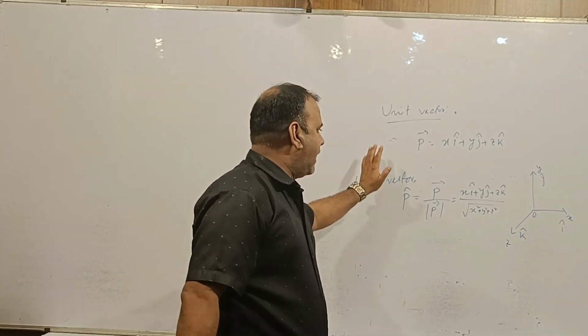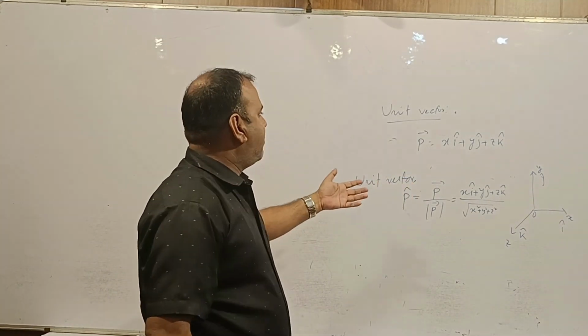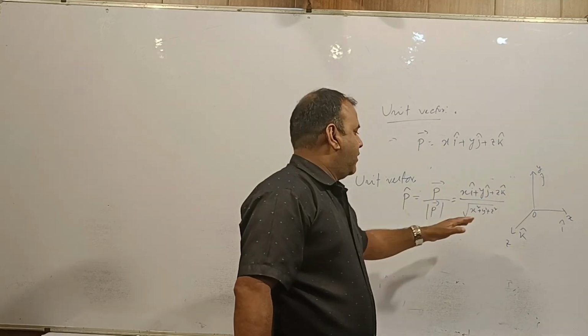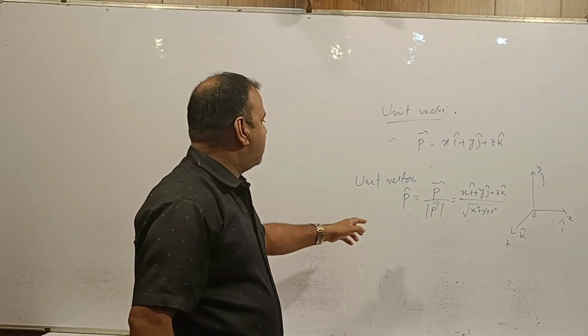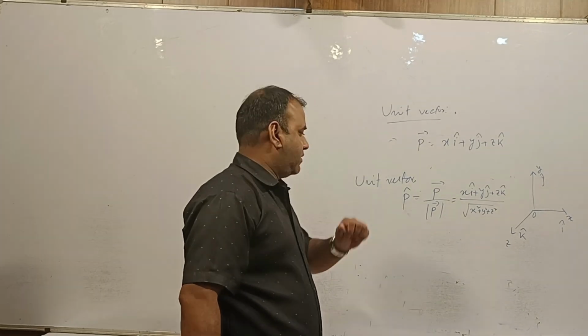So any value can be given in terms of values. I have taken here x, y and z. But if the values are given, you can easily calculate by using this formula. This is the formula for unit vectors.